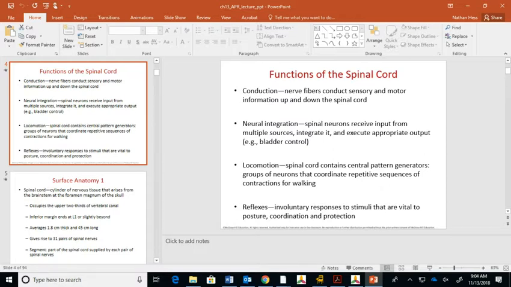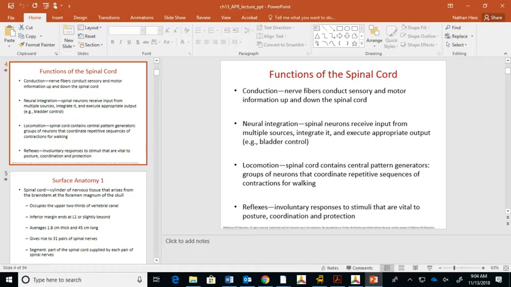So here are some functions of the spinal cord, what it does. The first one is conduction, which is just kind of a duh, right? It's sending messages from below up to the brain, as well as information from the brain back down to the body. So what are those two things called? Going up is called what? The sensory, and coming down is the motor. Good, you know these for tomorrow, right?